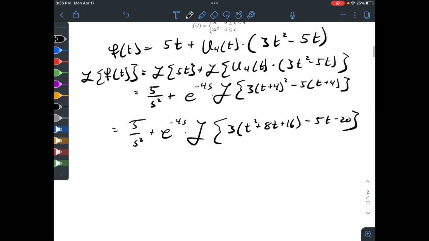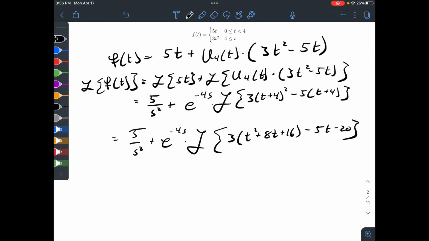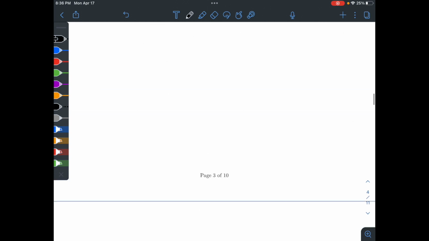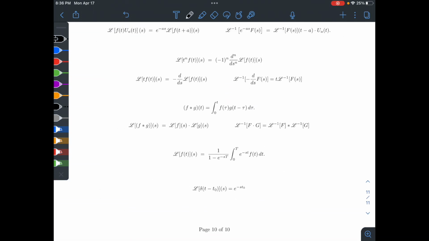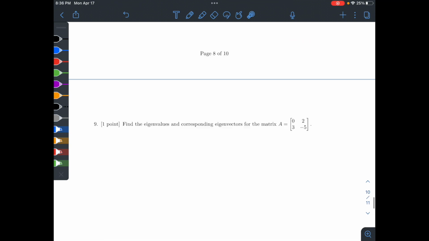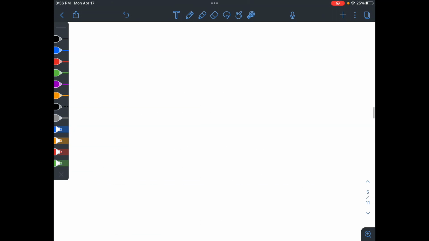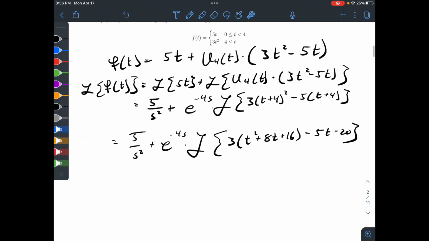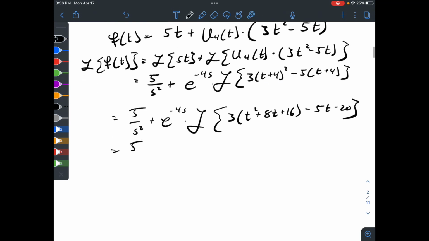Wait, actually, let me double check the formula real quick. Yeah, e to the negative as times f of t plus a. Yeah, so we should replace all our t's with t plus a's. Sorry, I'm just second guessing myself a little bit. Yeah, t plus 4s. Okay, good.